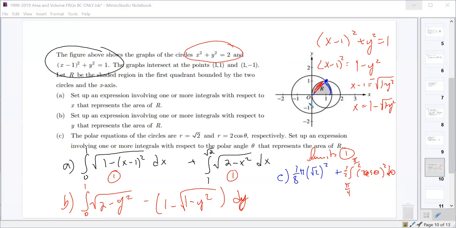So I know it's pi over 2 because if this point is at pi over 4, then when I plug pi over 2 into my 2 cosine theta, that's going to give me cosine of pi over 2, which is 0, which is going to give me an r value of 0, which is going to put me back in the pole. The part in blue, I said this is just a circle that's centered at the origin. So I know what its radius is, and if I'm going up to pi over 4, then that's just 1/8 of the circle. So it's 1/8 pi times the radius of that circle squared.